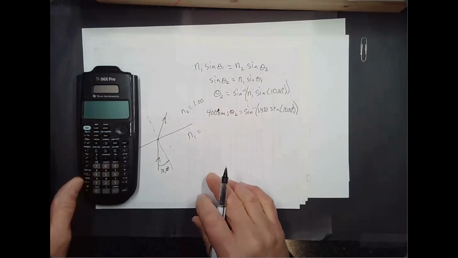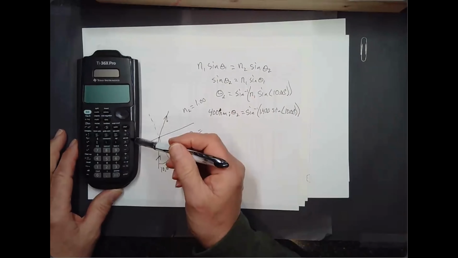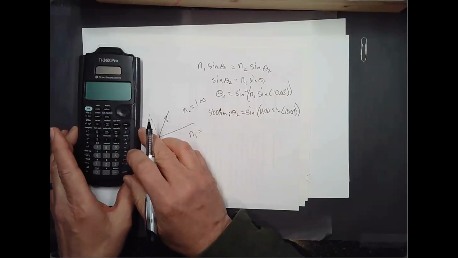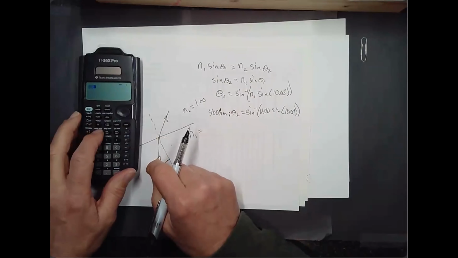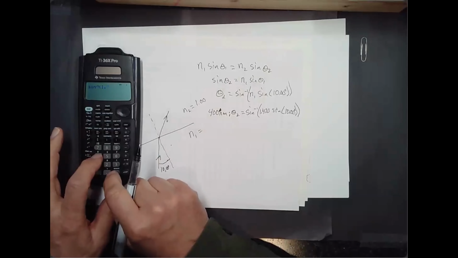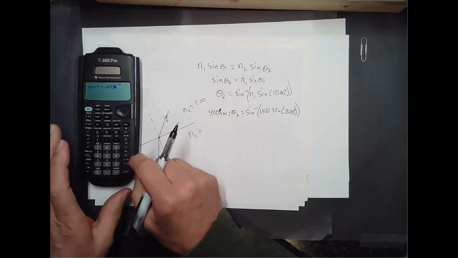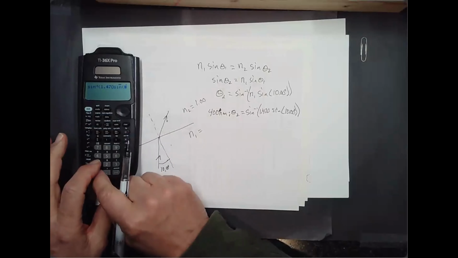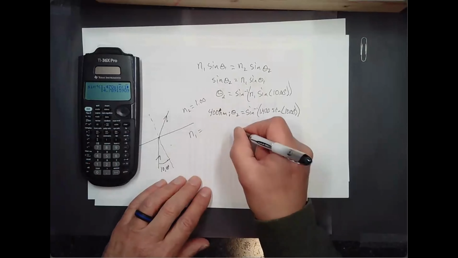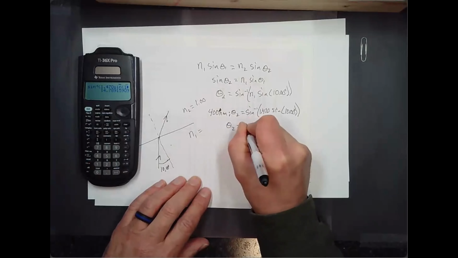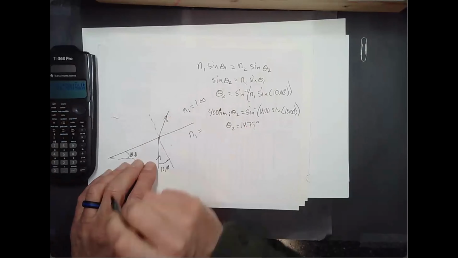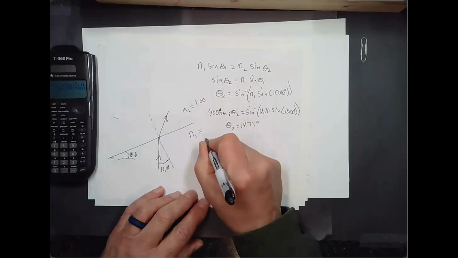And what do we get? I got a new version of this calculator, which has more readable buttons for the order of operations. So inverse sine, whoops, turn calculator on. Whoops, clear that junk. Of 1.470 sine of 10.00, and I get 14.79 degrees. So for the 400 nanometer light, that's how much it's going to be bent by. Let's go ahead and do it for the 700 nanometer.